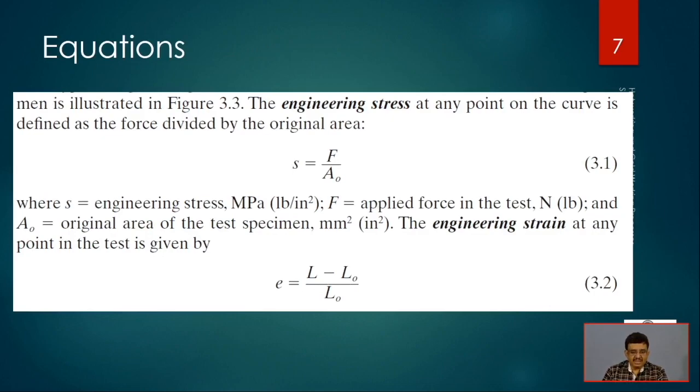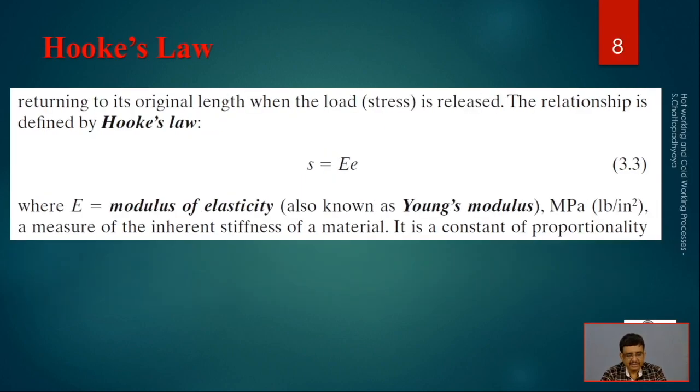So it is illustrated in those figures, whatever we have seen. Engineering stress at any point of the curve is defined as the force divided by the original area, that is S = F/A0, where S is engineering stress, F is the applied force, and A0 is the original area of the test specimen. Engineering strain at any point is given by e = (L minus L0) divided by L0, where L0 is the original length. That is the basic formula associated with that.